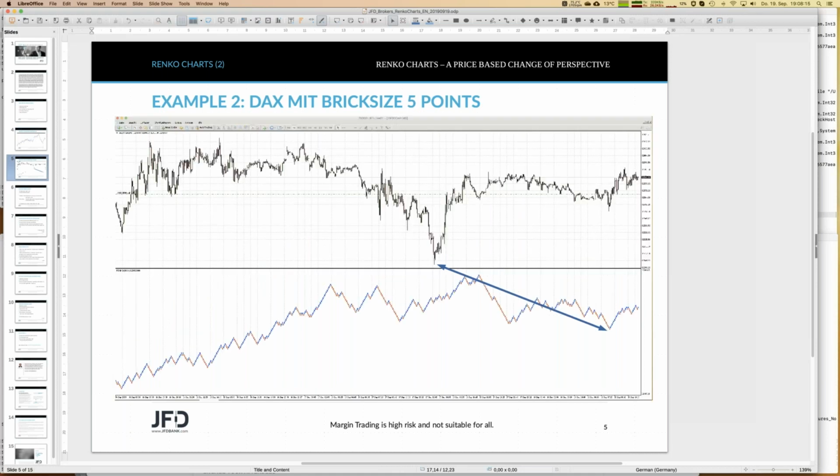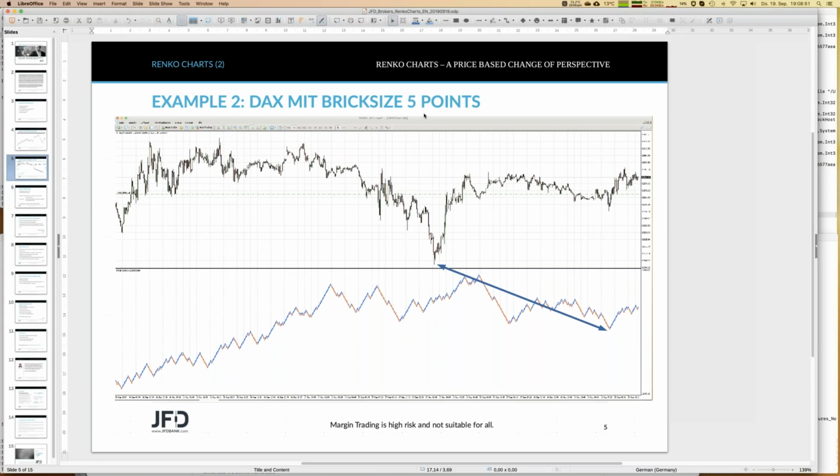And now I have another Renko chart here, and I have even 2 pictures. Now it's a picture of the DAX and the brick size, because whenever you see a Renko chart, you have to ask, hey, what's the size of a brick? Because you can't see it, or the y-axis, at least in this chart, is not visible. But anyhow, that's the typical question you have to ask. Hey, what's the size of a brick? And in this case, it's 5 points for the DAX.